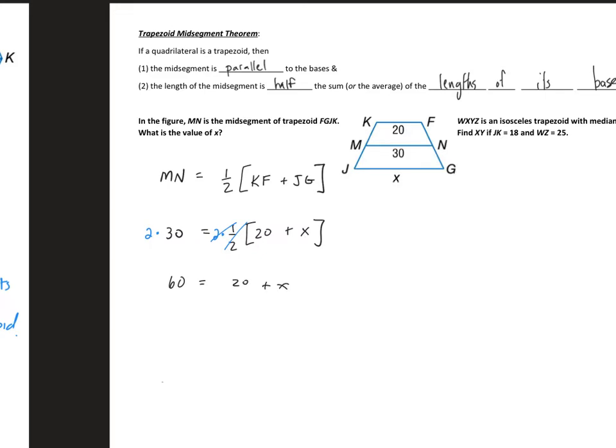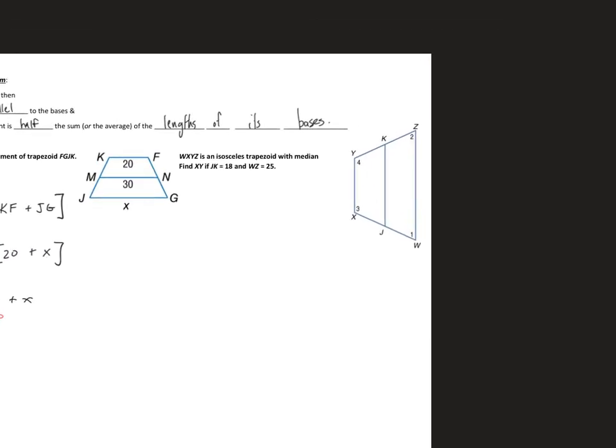Remember, what is going on right here, the 2 times 1/2, that becomes 1. So 1 times this quantity is just 20 plus X. Now all you do is subtract the 20, and you get that 40 is X. Alright, so I have that WXYZ is an isosceles trapezoid. That should be with midsegment JK.